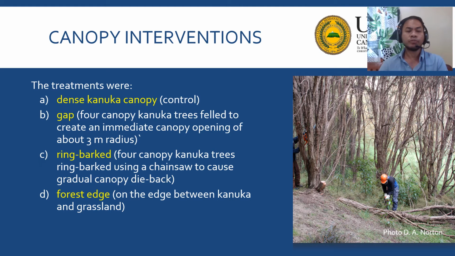The treatments were the dense kanuka canopy, which is the control, and the artificial gap, where 4 canopy kanuka trees were felled to create an immediate canopy opening of about 3 meters radius. Then the ring bark, where 4 canopy kanuka trees were ring-barked using a chainsaw to cause gradual canopy dieback. Then the forest edge planting. We planted the seedlings on the edge between kanuka and grassland ecosystem.